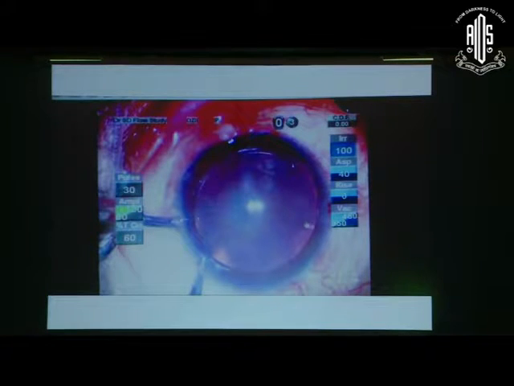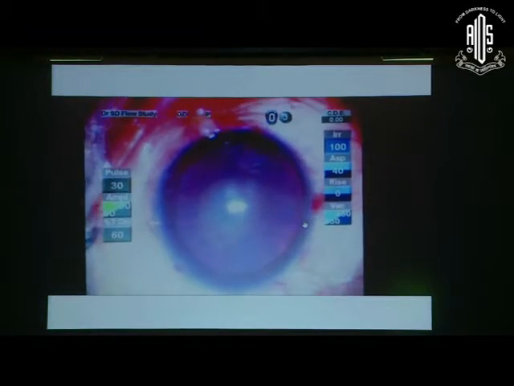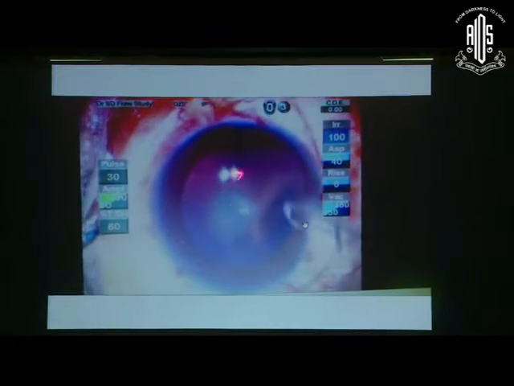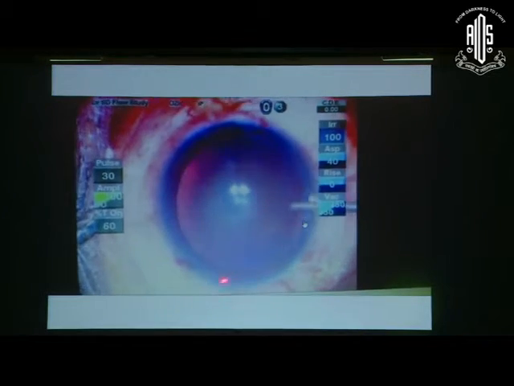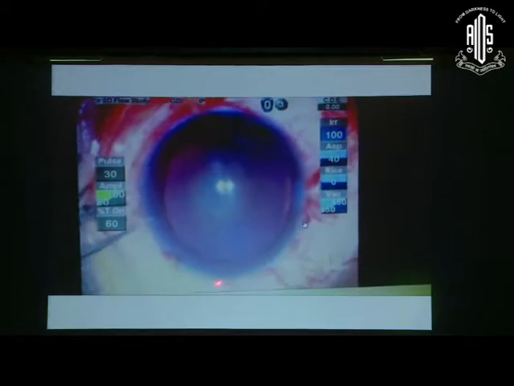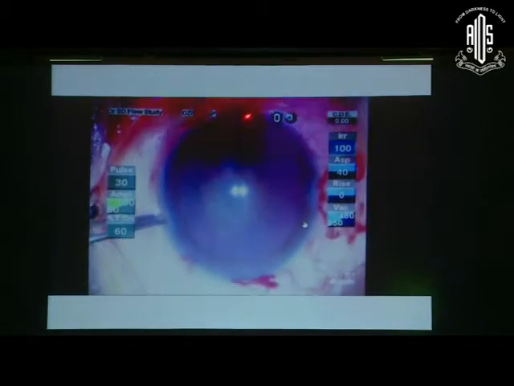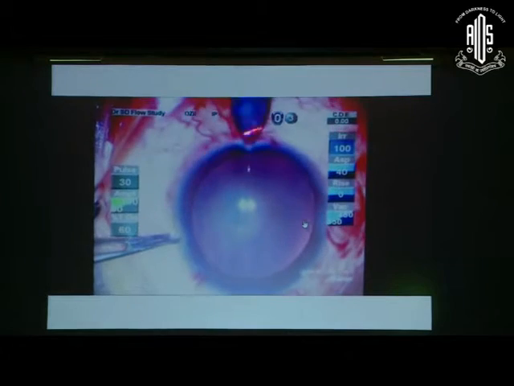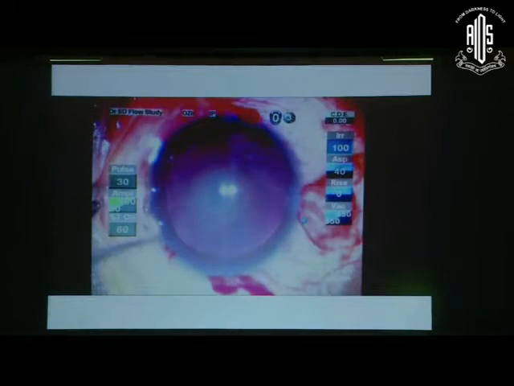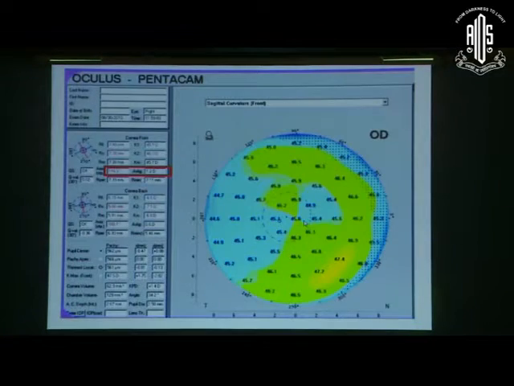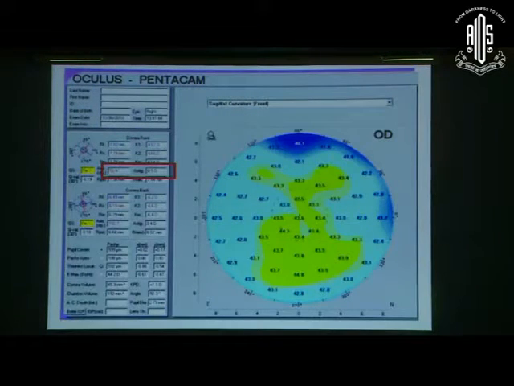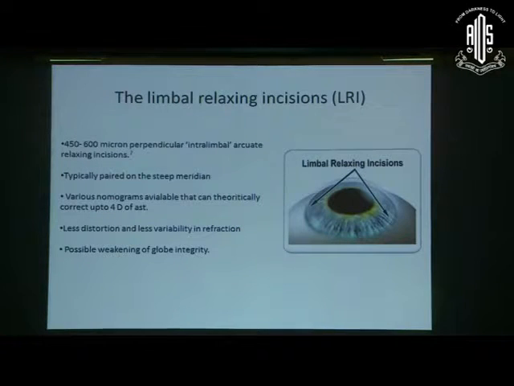This is a small video which shows OCCI. This is right at the beginning of the surgery. This is the steeper axis. You make the main incision at the superior end. And then we go ahead to the opposite end of the axis and make another. That is it. We do it and we leave it. This was a case of OCCI which had about 1.2 diopter of astigmatism pre-op and was left with again about 0.5 diopter of astigmatism. Then we come to the limbal relaxing incisions.